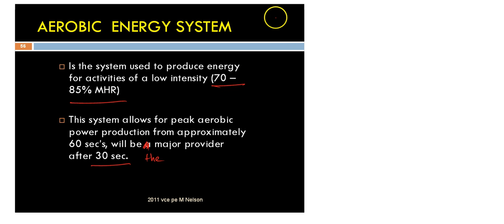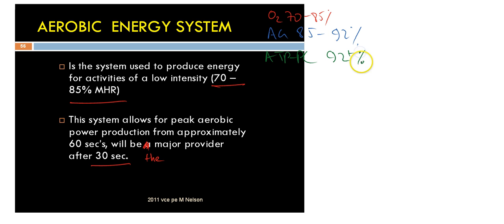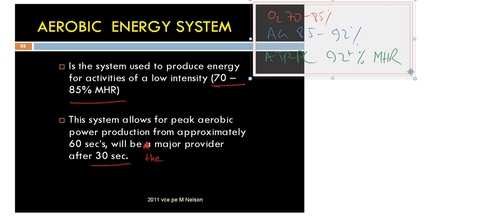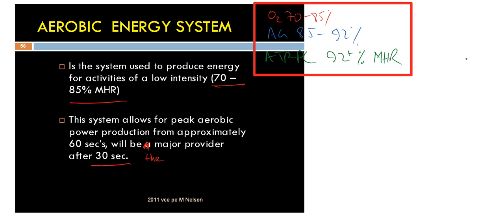So, aerobic system, 70 to 85% max heart rate. Anaerobic glycolysis, 85 to 92% max heart rate. ATP-PC, 92+% max heart rate. So that is the percent max heart rate range that we would expect to be given information on to be able to solve questions.